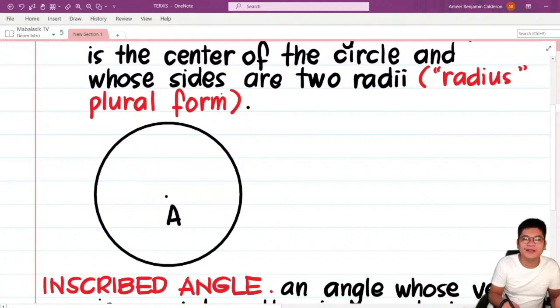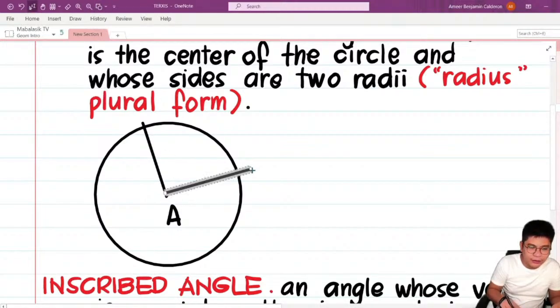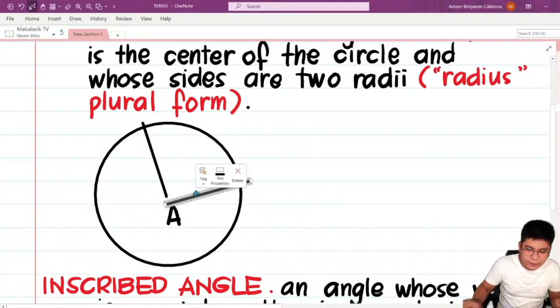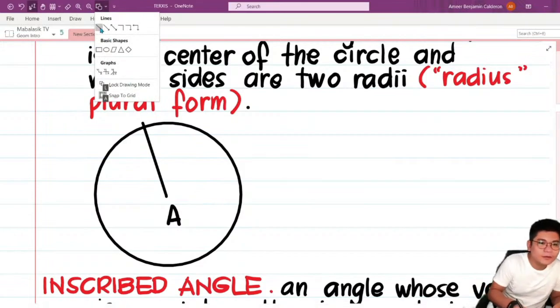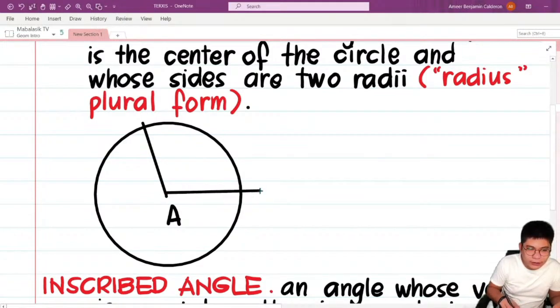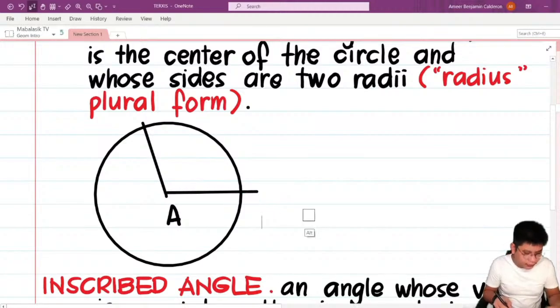Sabi daw dito, the center of the circle is the vertex of the central angle. And the sides are 2 radii. So, magdodrawing tayo ng dalawang radius. From here to there. Sige, buburahin ko na lang mamaya. And then, another one from here to there. Baba natin konti. From here to there. Okay, yun na lang yung gawin nating center.